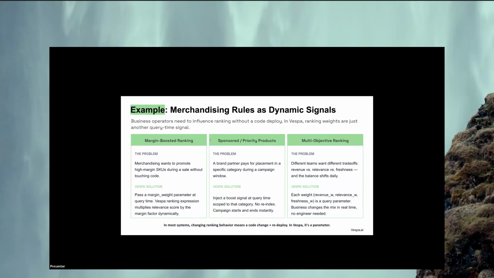The same principle goes for sponsored and priority products, right? A brand partner pays for placement in a specific category during a campaign window. Let's say it's a sports brand, and they want to promote running shoes. During the query time, we inject, as a tensor, for example, all the brands that are sponsored, the categories that they sponsored, and the level of boost that we want to give to these various campaigns, right? Some campaigns might be more aggressive than others.